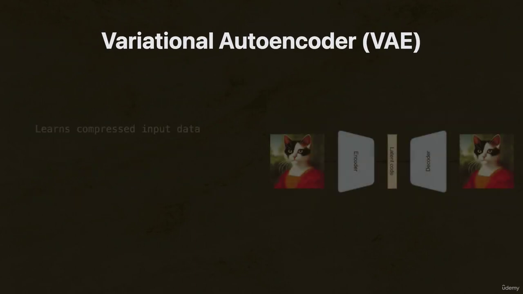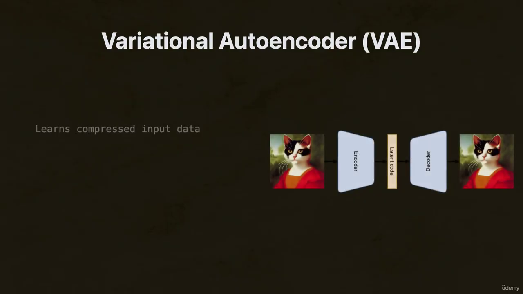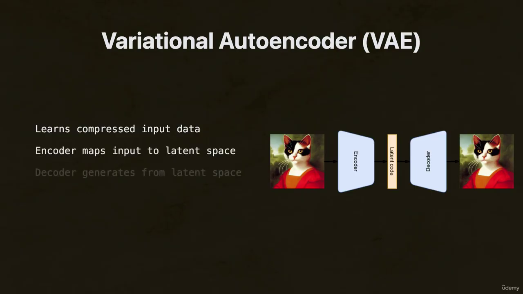Another type of generative AI model is the variational autoencoder, VAE. VAEs work by learning a compressed representation of the input data, called the latent space, and then using this latent space to generate new, similar-looking outputs. The model consists of an encoder network that maps the input data to the latent space and a decoder network that generates new outputs from the latent space. VAEs are particularly useful for tasks like image generation, where they can create new images that resemble the training data.